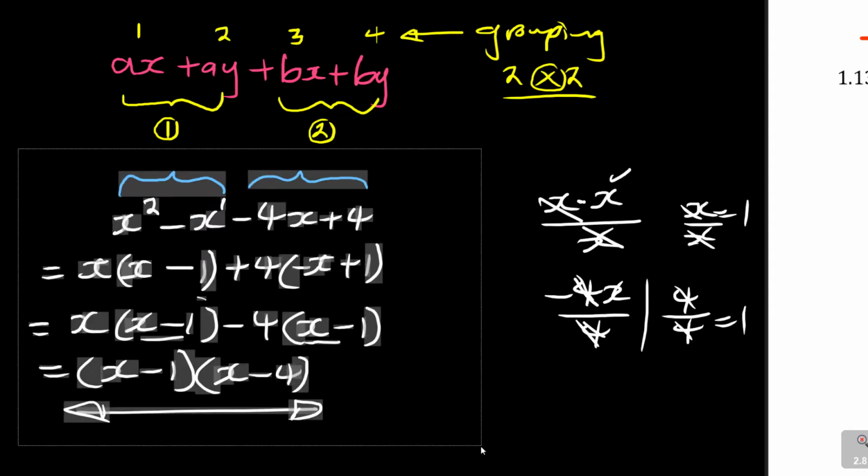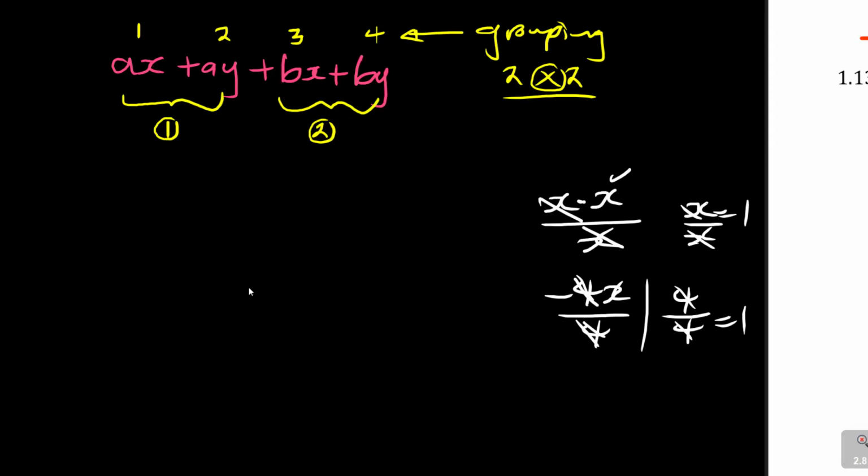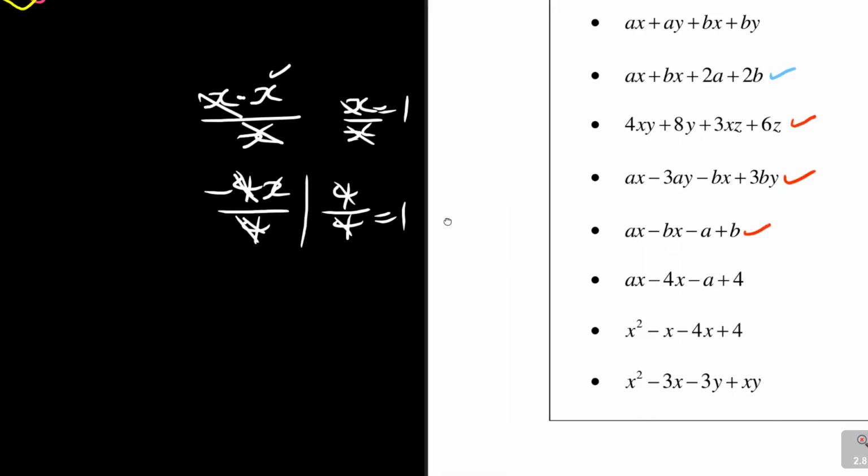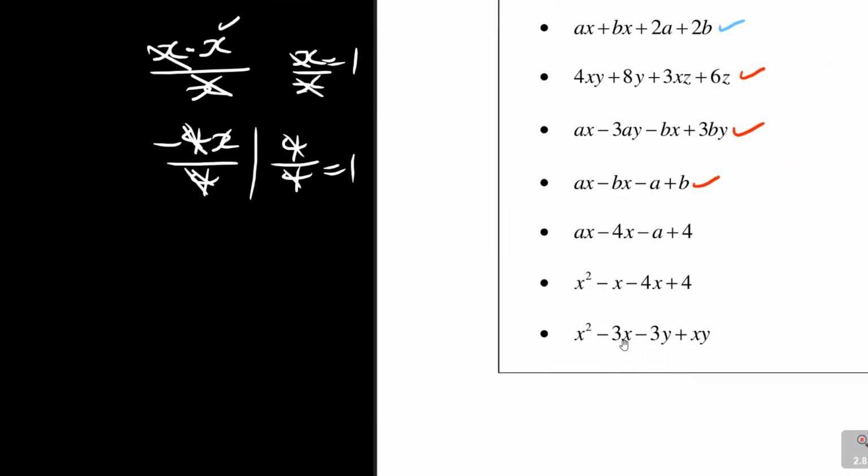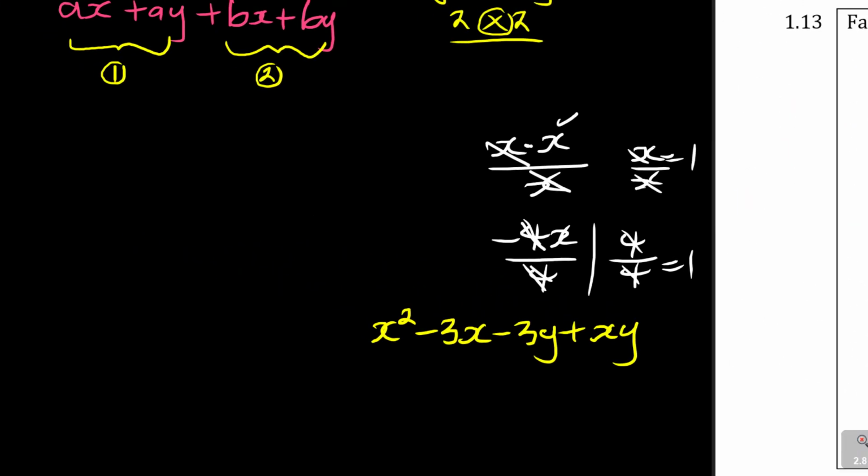Alright. So I'm going to remove this. Bring another one. Now can you try this one on your own? x squared minus 3x minus 3y plus xy. Can I write that one down? It's x squared minus 3x. Can you try it also first? Minus 3y plus xy. Can you please try it on your own and see what you're getting here?